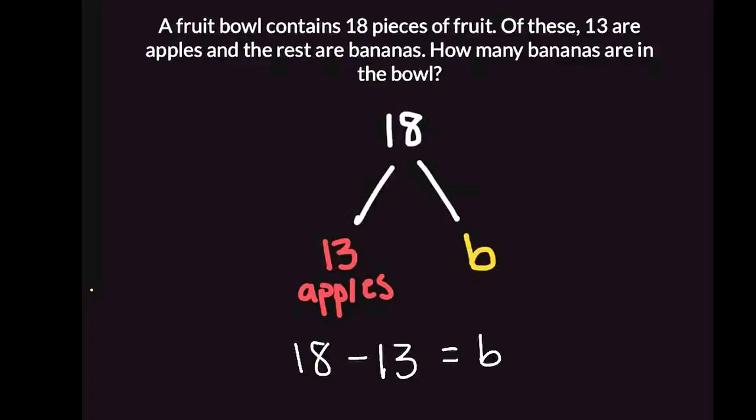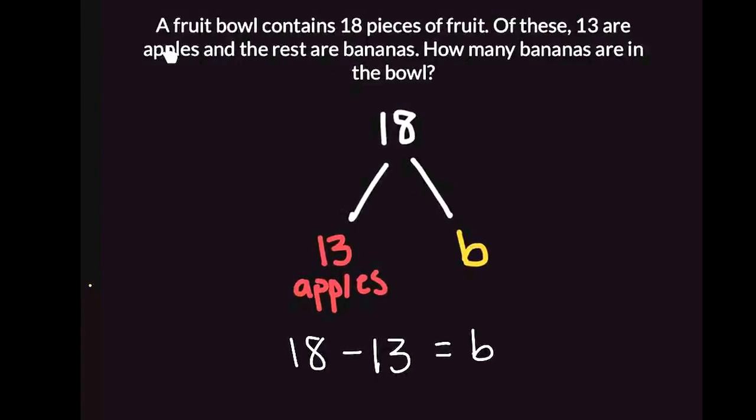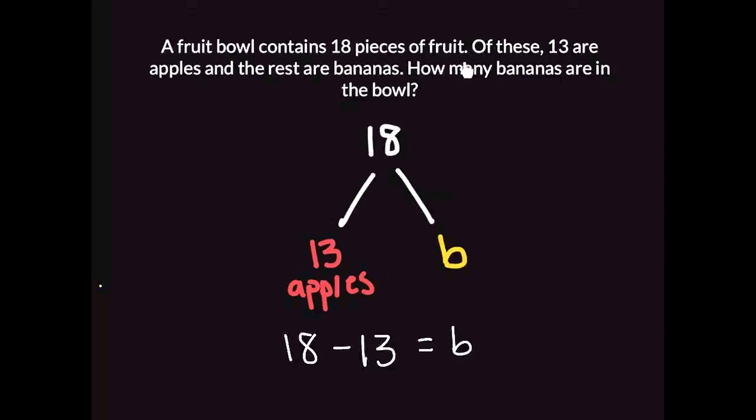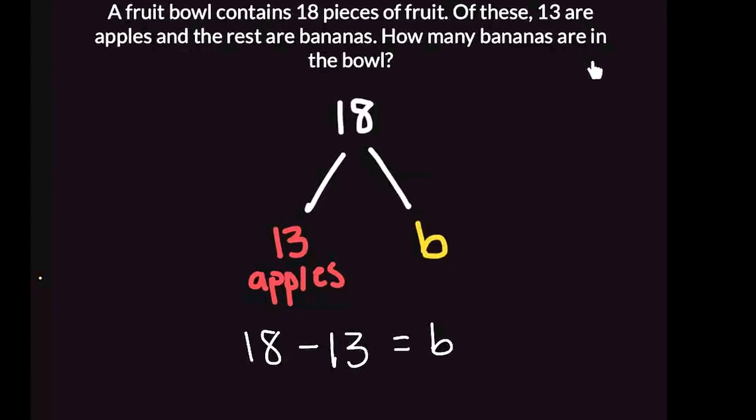Our next problem says, a fruit bowl contains 18 pieces of fruit. Of these, 13 are apples and the rest are bananas. How many bananas are in the bowl? So again, I created a break-apart drawing with the information that I had. I knew the total, that the fruit bowl contained 18 pieces of fruit, so 18 is the number that I put on top, because that's where we put the total.